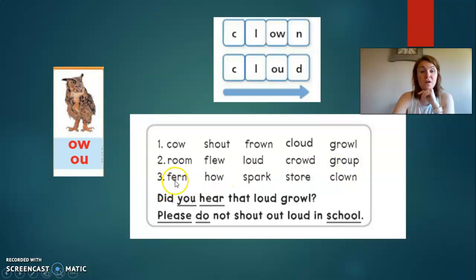Row 3. Firm. Ow, how. Spark, spark. Or store. Clown, clown. Let's read these the fast way. Fern, how. Spark, store, clown. I think I forgot to read row 2 the fast way, so you go ahead and do that yourselves, okay?